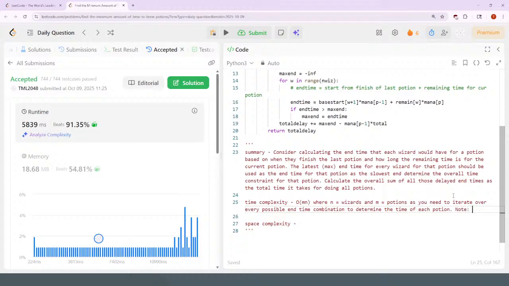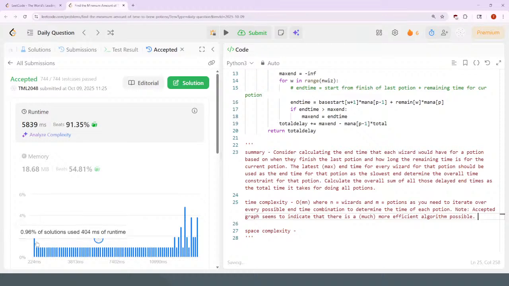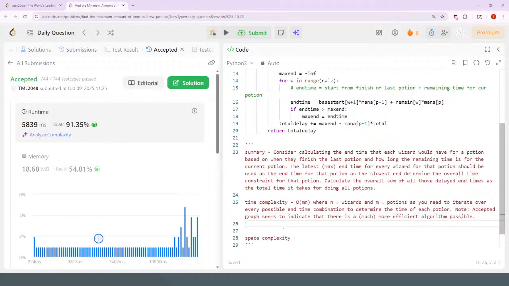Note, the accepted graph seems to indicate that there is a much more efficient algorithm possible. If there was someone that had a legitimate answer at 224 milliseconds where I have 6 seconds, then they're doing something I don't know about.